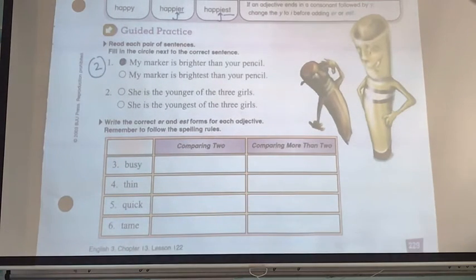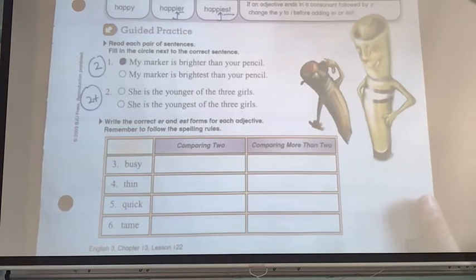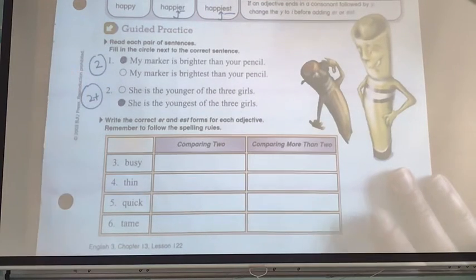Now, the next one is talking about three girls, so it's more than two, so I know I'm looking for EST. She is the younger of the three girls. She is the youngest. I would go with youngest.